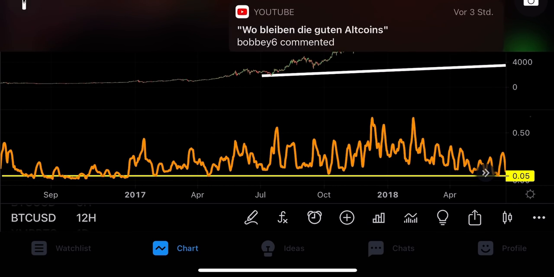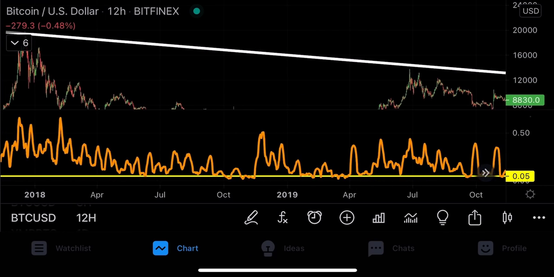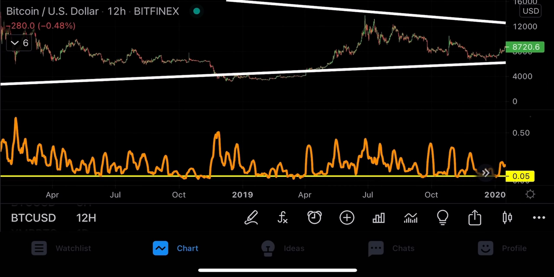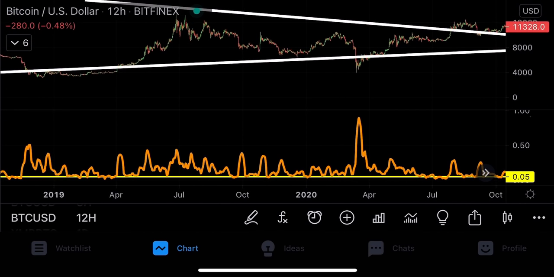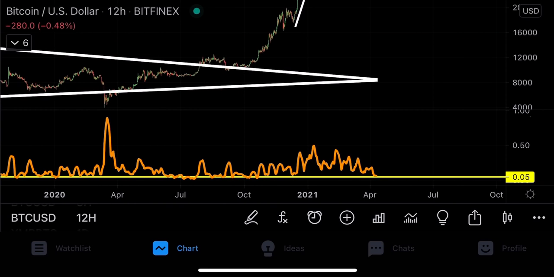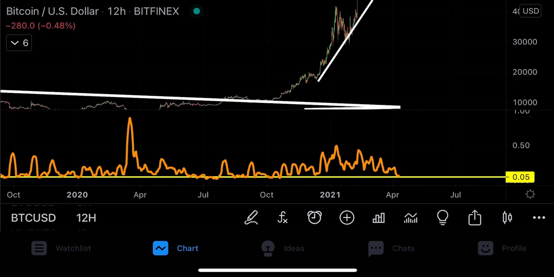Go back on the Bollinger Bands and fact check that yourself. No bull market in the history of Bitcoin has ended with a consolidation. No bull market in the history of Bitcoin has ended with the Bollinger Bands here.